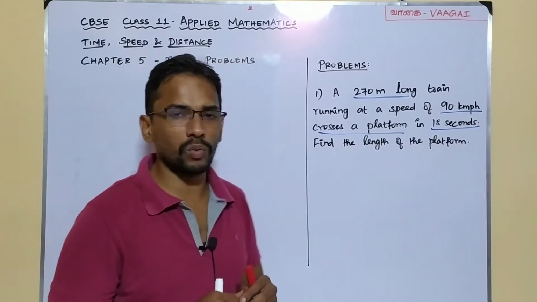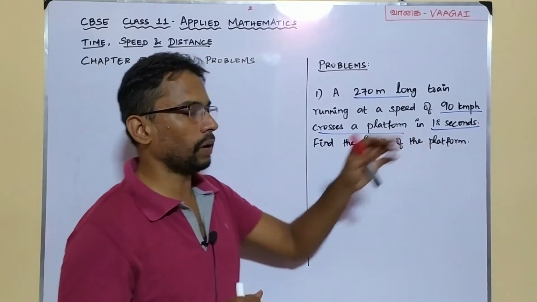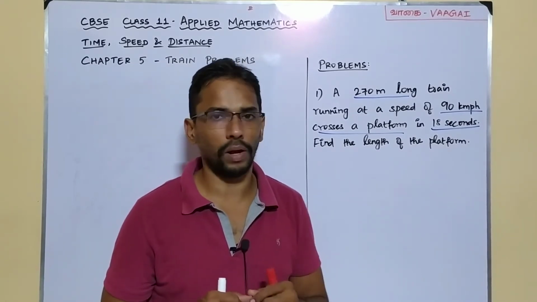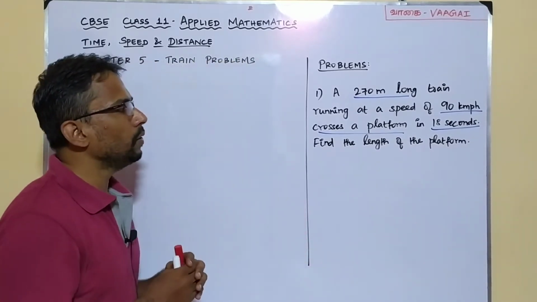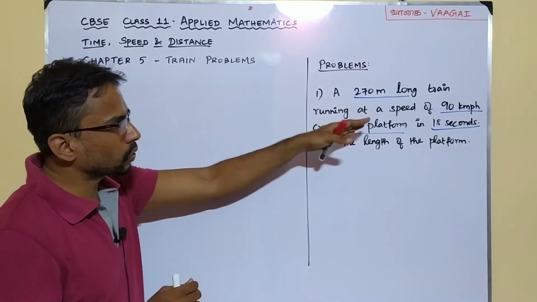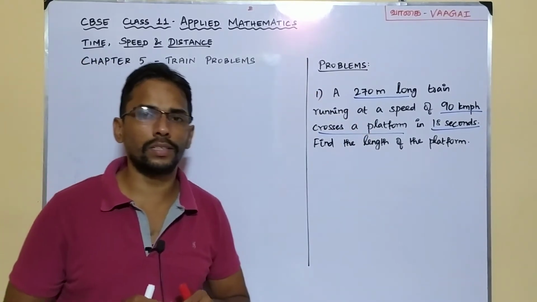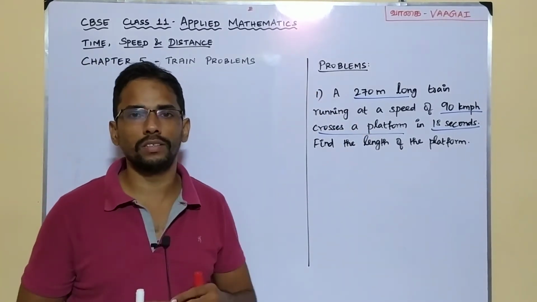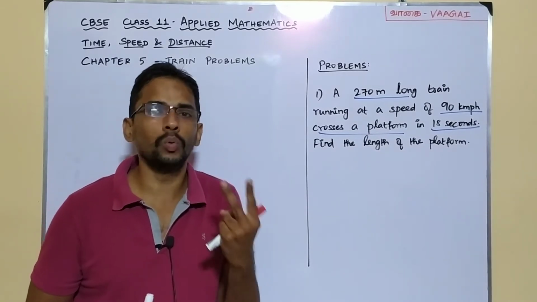And finally, what is asked in the question? Find the length of the platform. So we are supposed to find the length of the platform. That's it. And as I told, here a train is going to cross a platform. So in that case, which case does it fall under? It's none other than case 2, right?